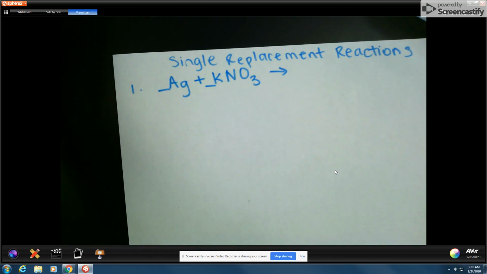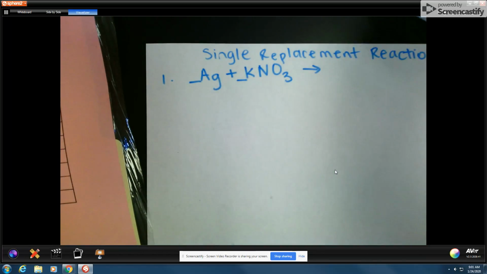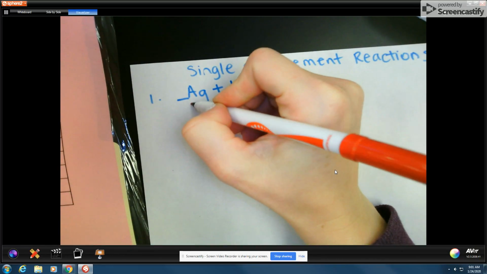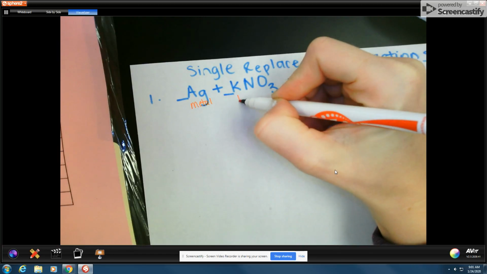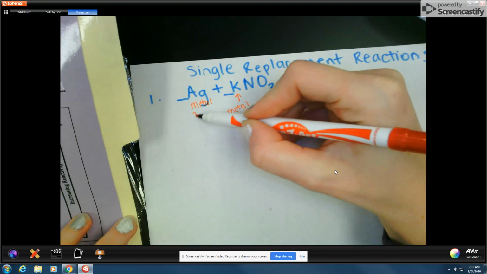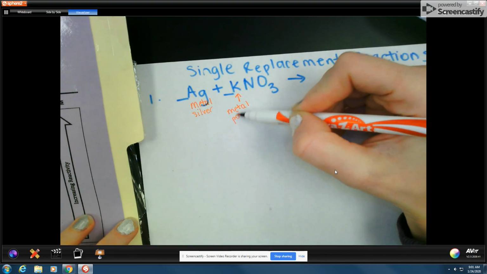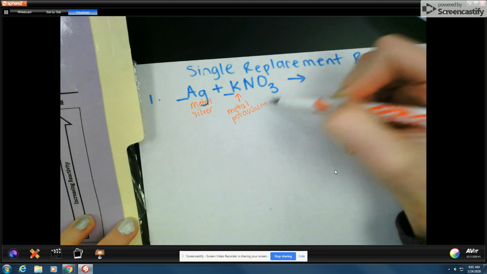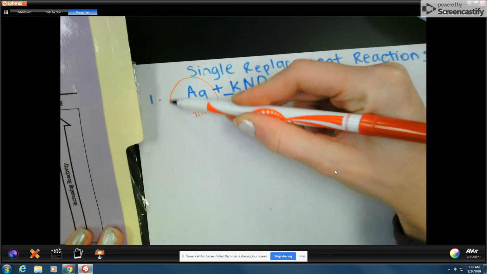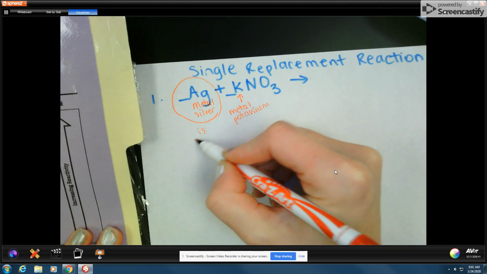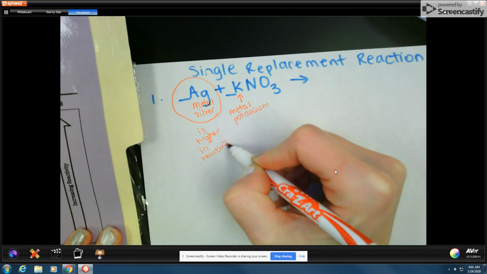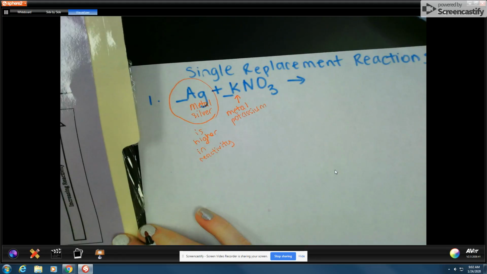Before we get to that, the first thing you have to do is identify the metals in the problem. For us, it's always going to be the one that's by itself. This is a metal. And the first one here, that's going to be your other metal. Ag is silver. K is potassium. The only way that this reaction occurs is if the metal that is by itself is higher in reactivity. So this is where you're going to have to use your activity series chart.